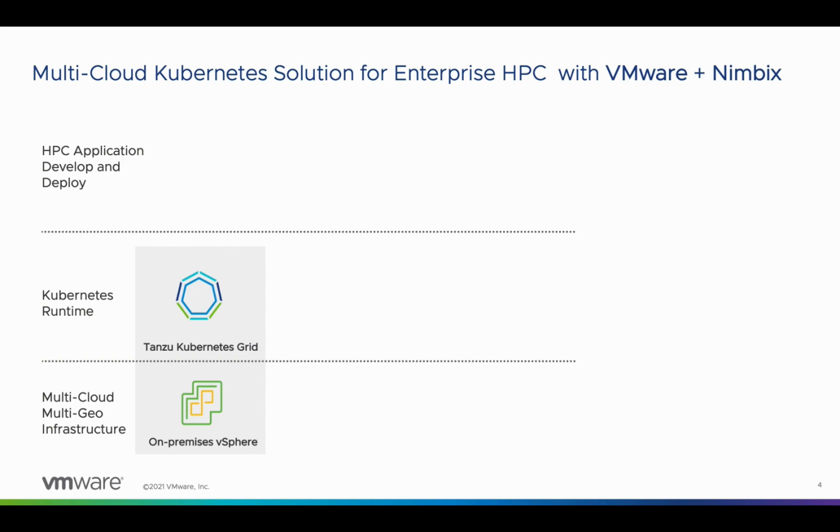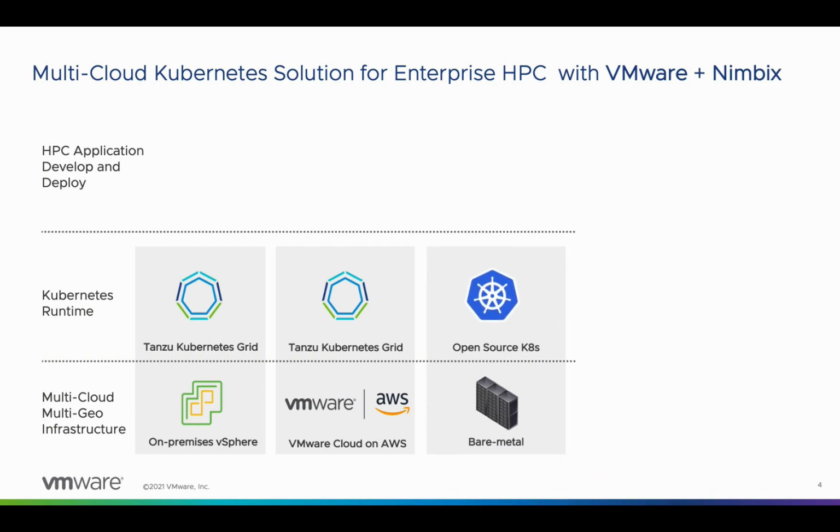The first cluster is deployed using vSphere on-premises. The second cluster is running on VMware Cloud on AWS. Both of these are leveraging Tanzu Kubernetes Grid runtime. The third cluster is running on bare metal and is deployed using open source Kubernetes. The 3 different Kubernetes clusters can be managed using Tanzu Mission Control and monitored using Tanzu Observability.